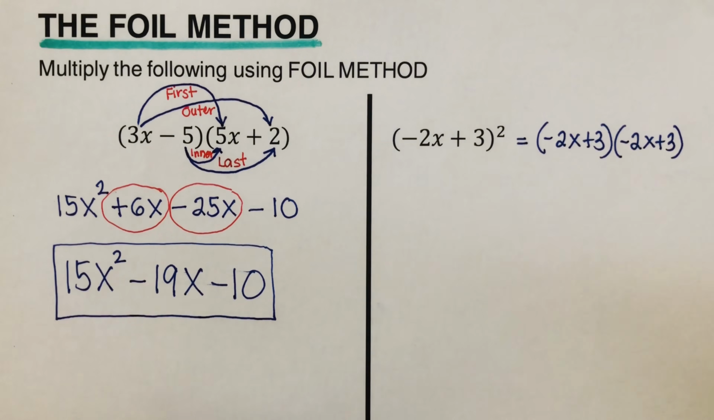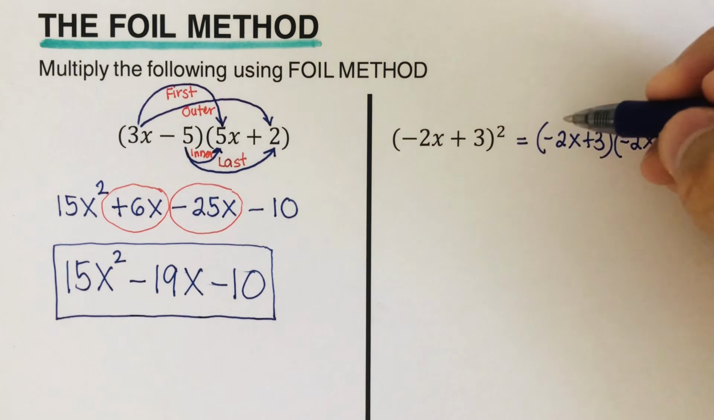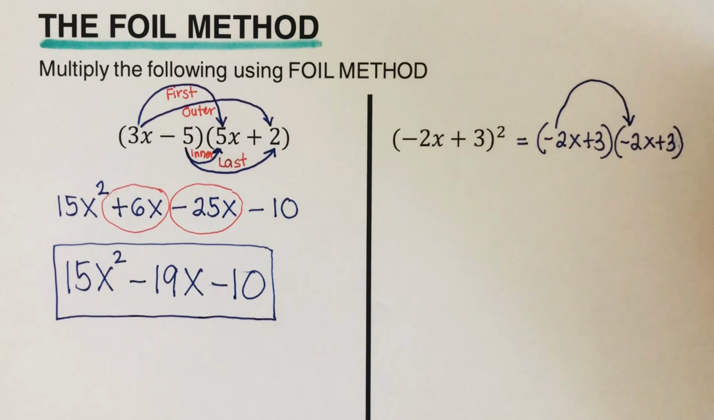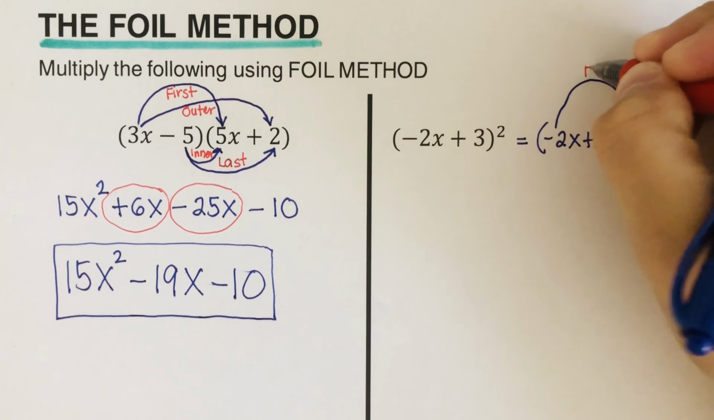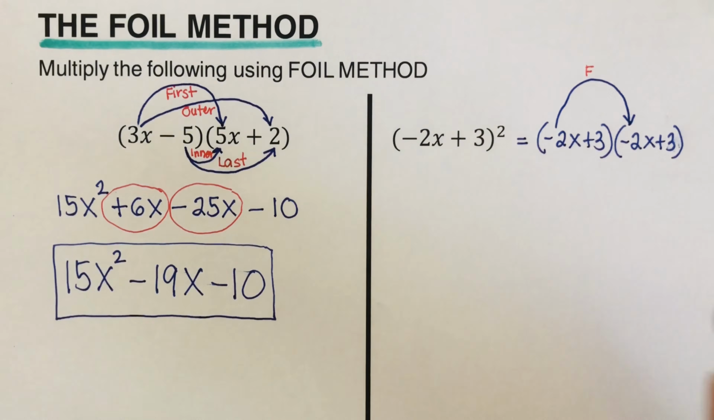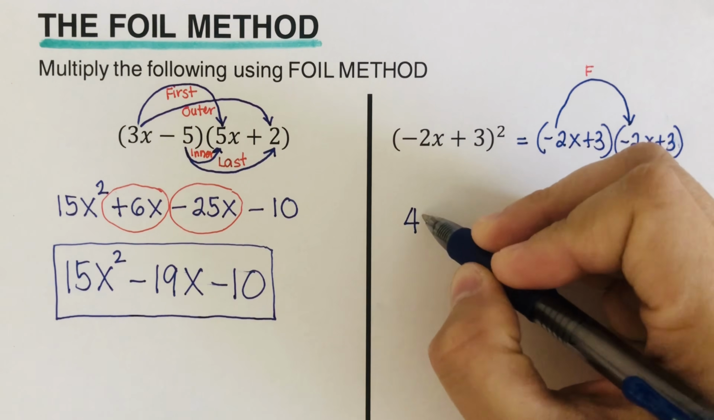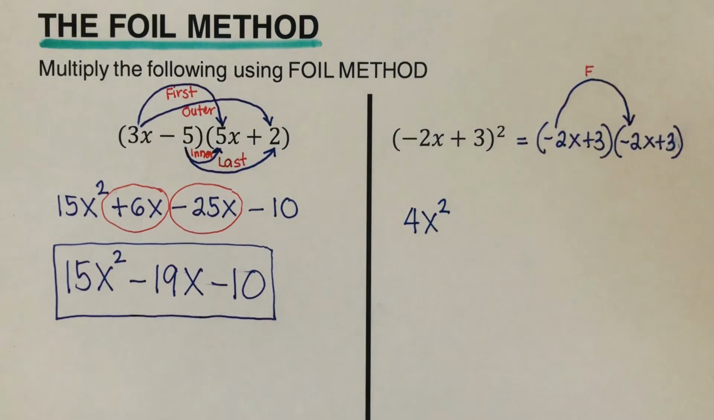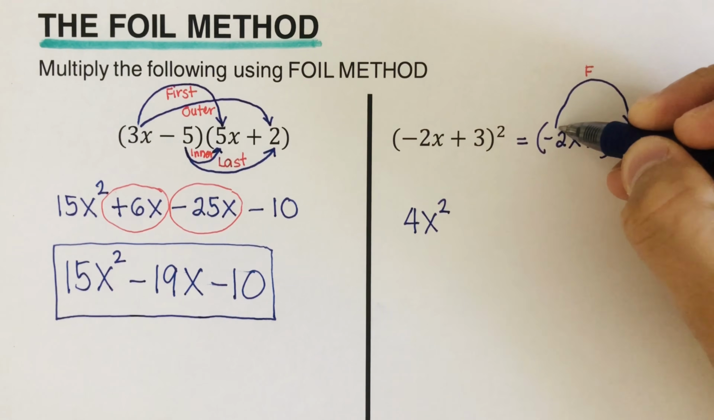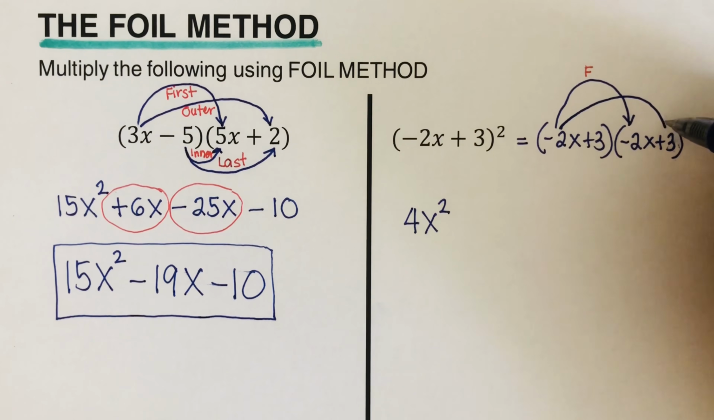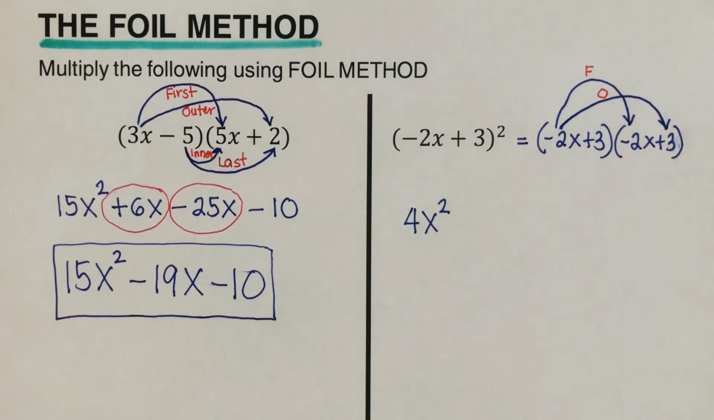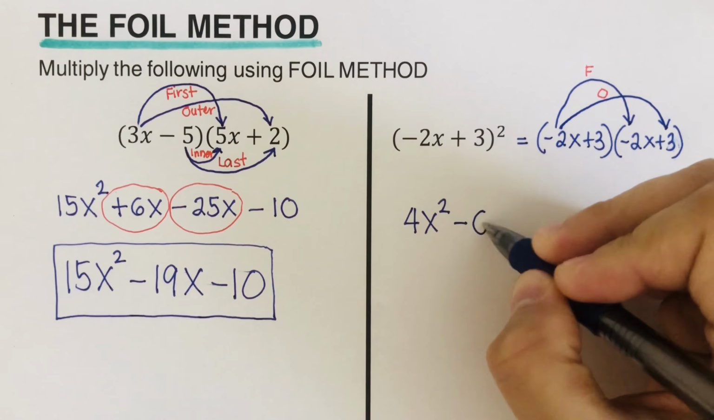So we pretty much have to do the same thing. It's going to be the first and first. So that would be these two right here. We can label this as our F. So we have negative 2x times negative 2x, which is a positive 4x squared. And then we will multiply the outer. So that's negative 2x times 3. This will be the outer right here. So that is going to be negative 6x.